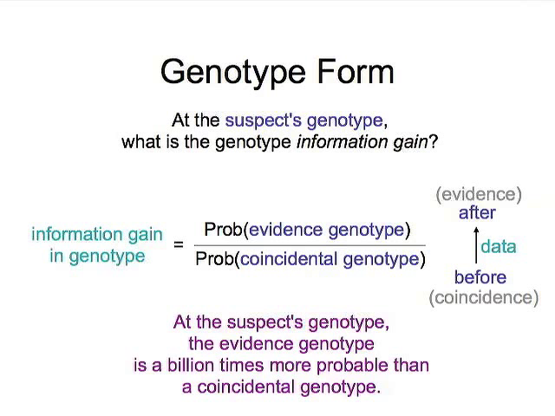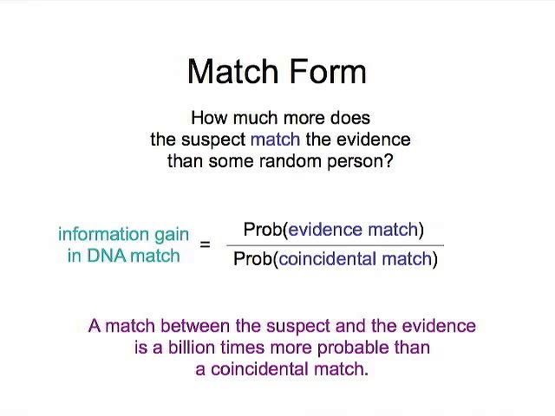And you might read that as, at the suspect's genotype, the evidence genotype is 1 billion times more probable than a coincidental genotype. Well, that's great if you know what a genotype is, and you have pictures, but maybe your jury doesn't know what a genotype is yet, and you don't have a picture. Well, this is the simplest form that is plain English, and they're all equivalent. This is the match form, and it addresses the question, how much more does the suspect match the evidence than some random person? What's the information gain, not in the hypothesis or in the genotype, but in the DNA match?